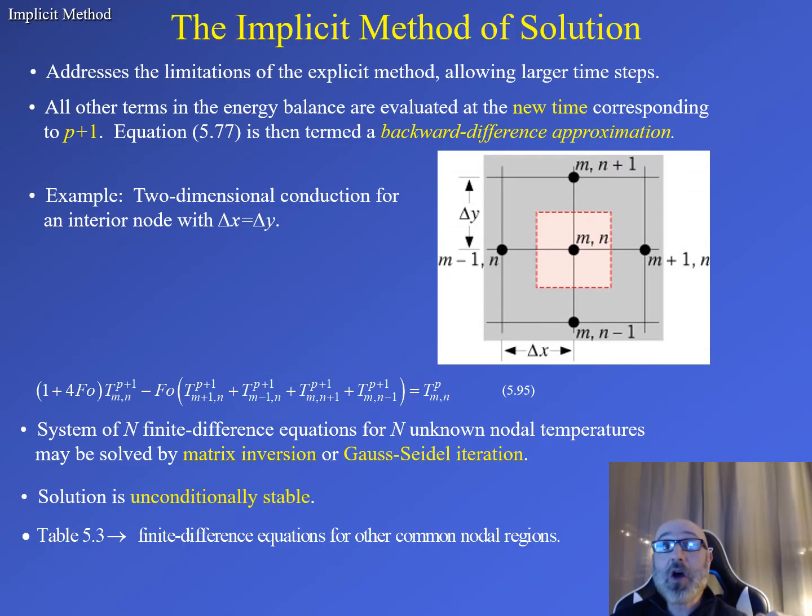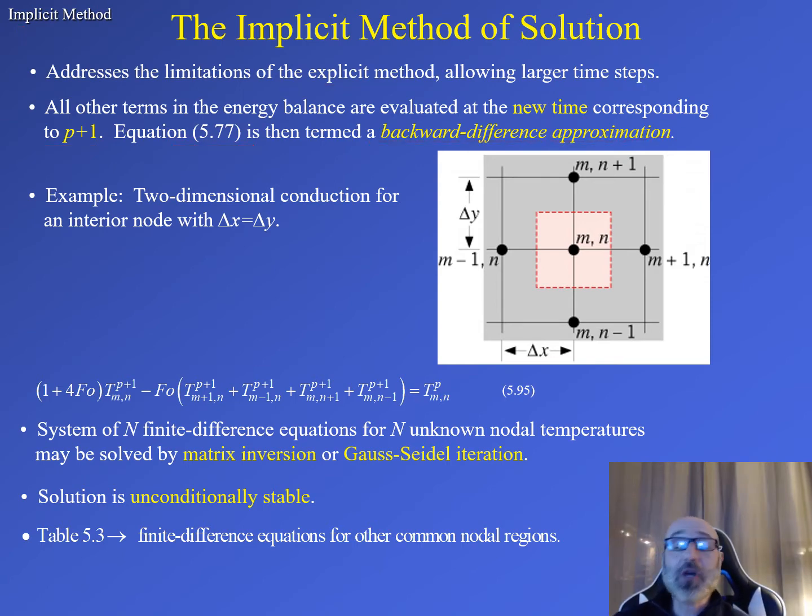So now let's talk about that implicit method of solution. Rather than an explicit method, now we're going to take a look at this implicit method here. And this addresses the limitations of the explicit method, allowing for larger time steps. So all other terms of our energy balance are evaluated at a new time corresponding to now p plus 1. So now our equation 5.77 is then termed the backward difference approximation.